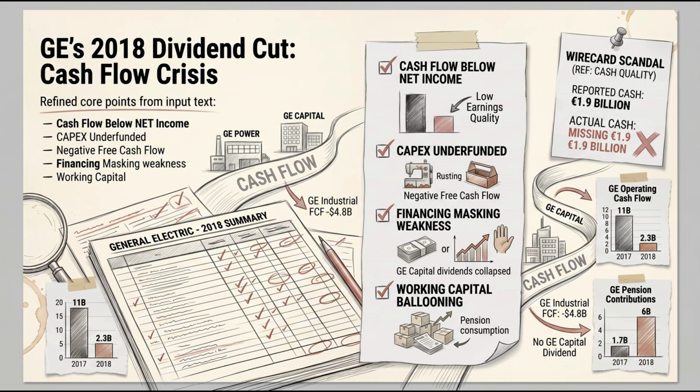GE Industrial free cash flow was negative $4.8 billion for the year. Their cash from operating activities had collapsed from $11 billion in 2017 to just $2.3 billion in 2018. Compounding this, pension plan contributions rose to $6 billion, and GE Capital stopped paying dividends to the parent company. This serves as a stark reminder of how negative free cash flow forces management to make painful capital allocation decisions that directly impact the shareholders.